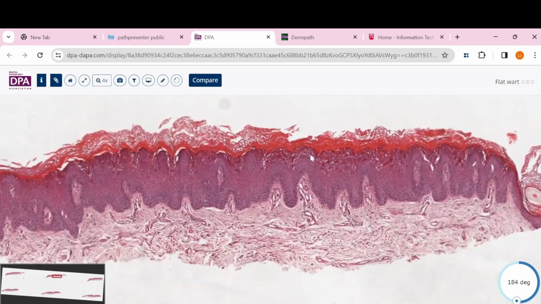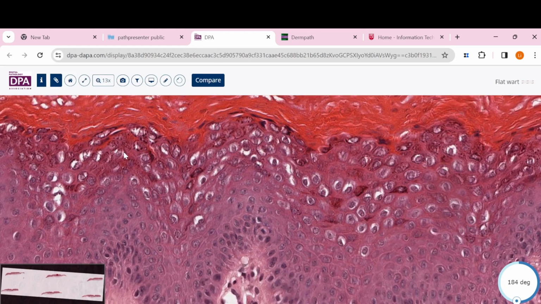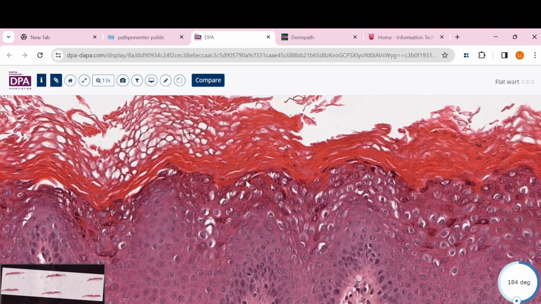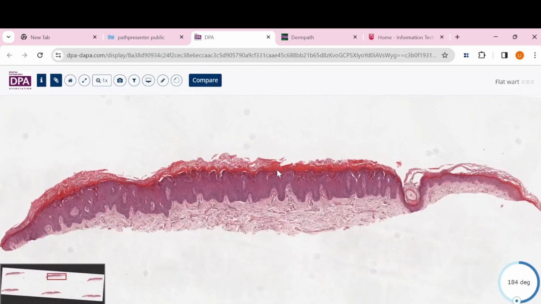But at higher power, you can also find these koilocyte changes. So you know this is some virus infection. And sometimes in this kind of flat tip, you can also see parakeratosis here. So this is a flat wart.